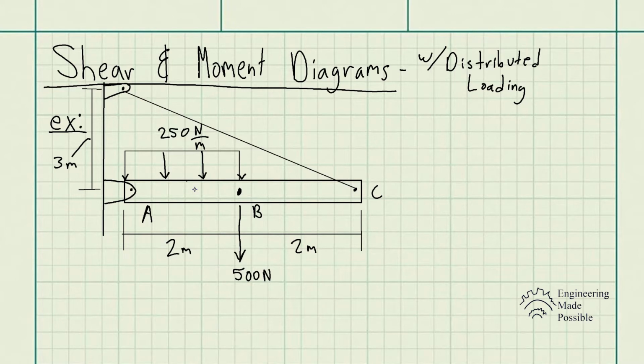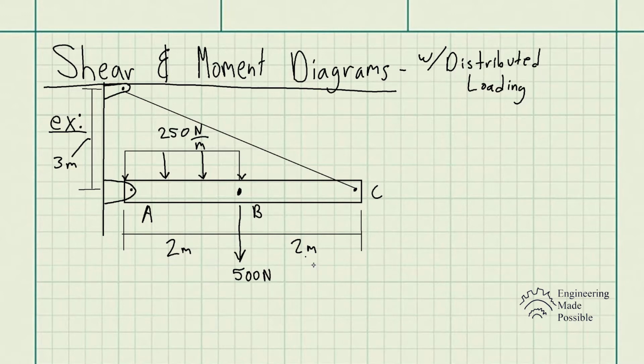So for this problem statement, we have: draw the shear and moment diagrams for the beam. Now the only difference compared to the previous problems we dealt with for the shear and moment diagrams is this one includes a distributed load here. And this one specifically is being held by a cable here from point C. We have a force pulling it downward, 500 newtons at point B. We have point A and C, and we have the necessary dimensions here.